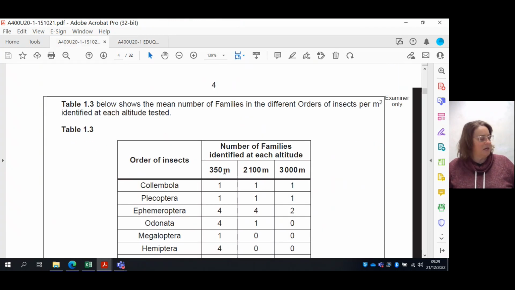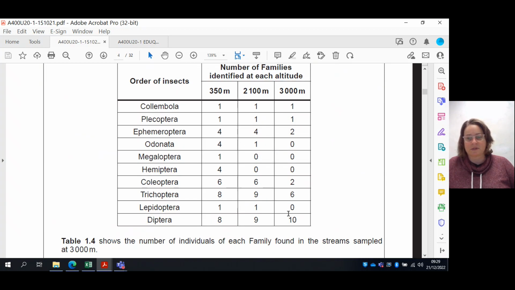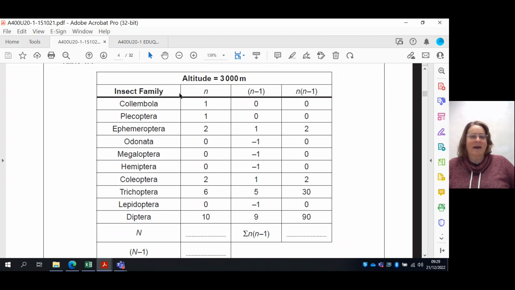The following question here gets you into the Simpson's Biodiversity Index. So it's giving you 3 different heights, and it's asking you to calculate out the one at height 3,000 meters. So it's got those numbers here. It doesn't ask you to calculate all of them, it gives you numbers later on. But the highest one up in the mountains is giving you here how many for each species were caught.